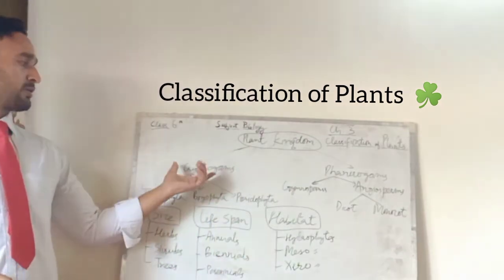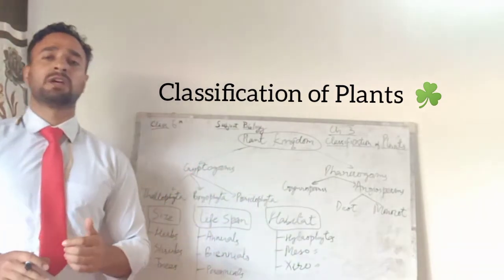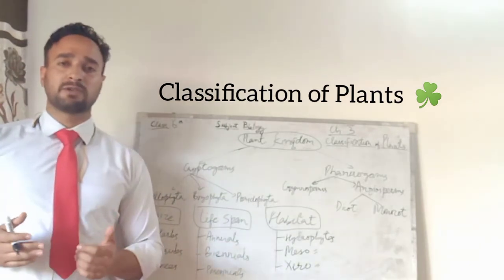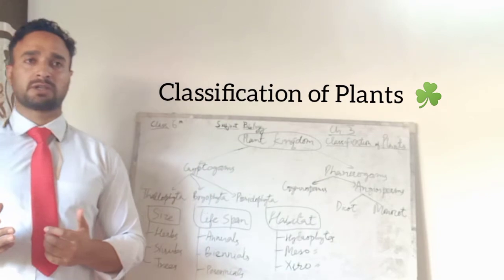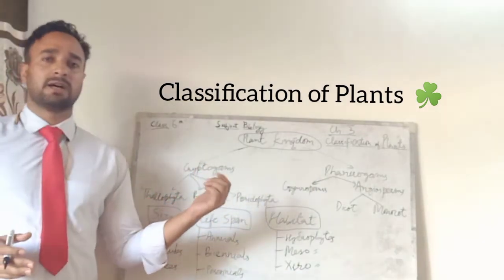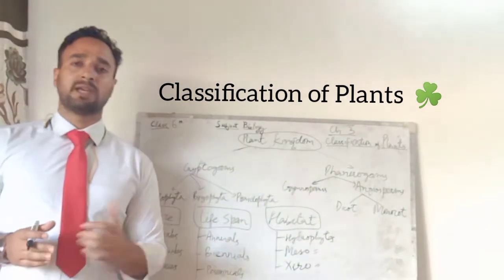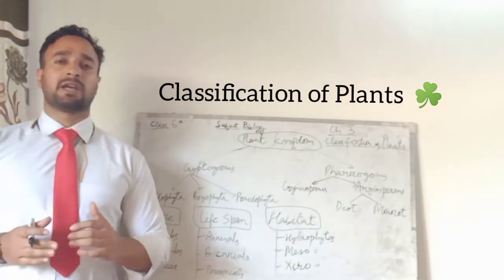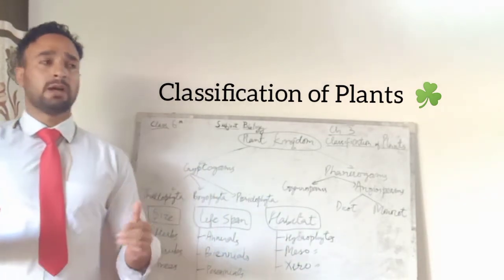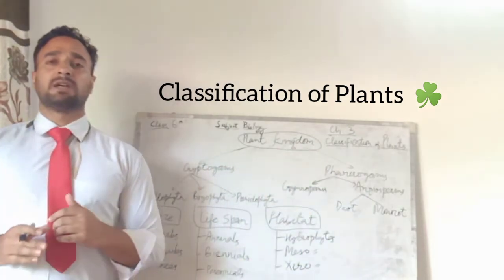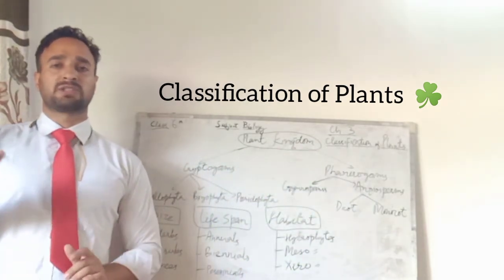Cryptogamous are those plants which do not produce flowers, do not produce seeds, and are incapable of sexual reproduction. In these plants, the plant body cannot be distinguished between the roots, leaves, and the stem. And the phanerogamous plants can be divided into root, stem, and leaves.